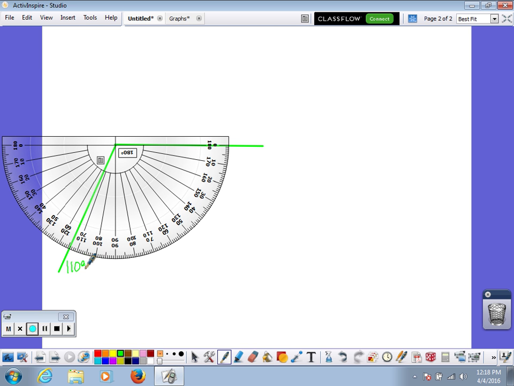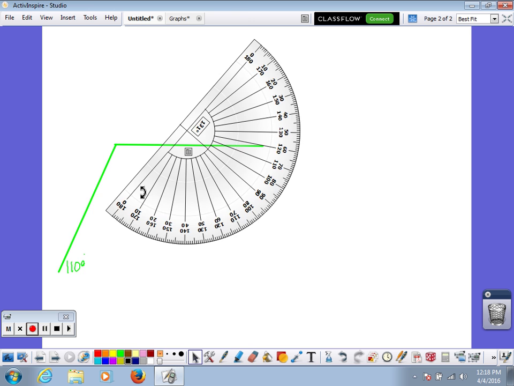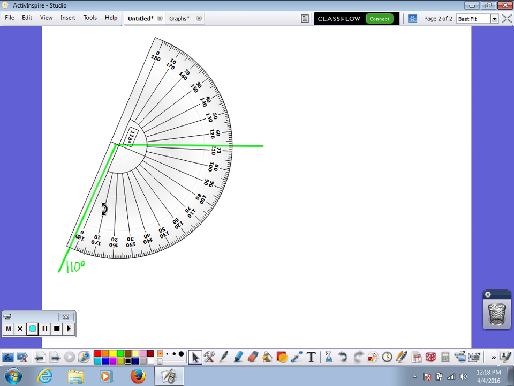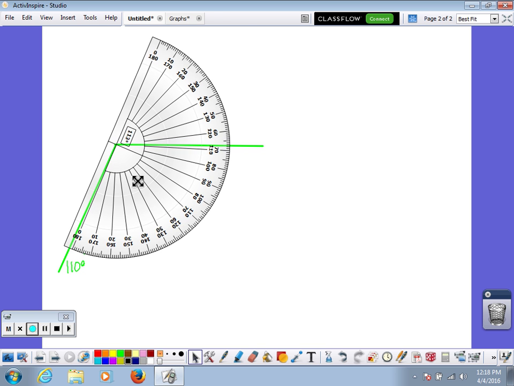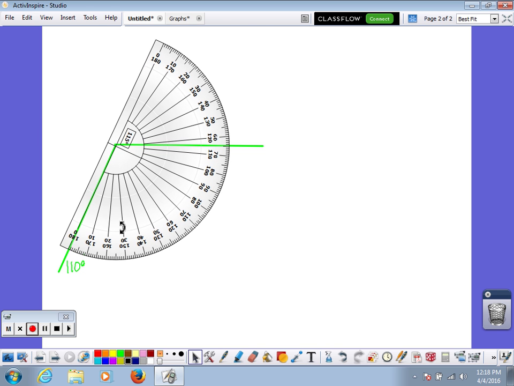Now, here's what I want you to do. Switch your paper with the person next to you. You can do a 3-person exchange if you need to, but switch your paper with the person next to you. And now, take your protractor and set it on that person's angle, and measure it. Put your crosshairs right on that vertex. Make sure that your 0 line is on one of the sides. And check out the angle.